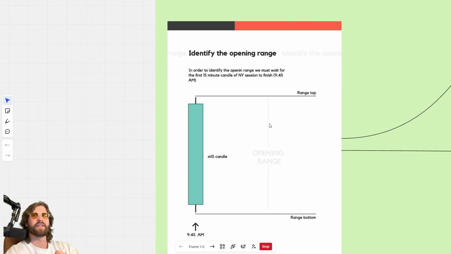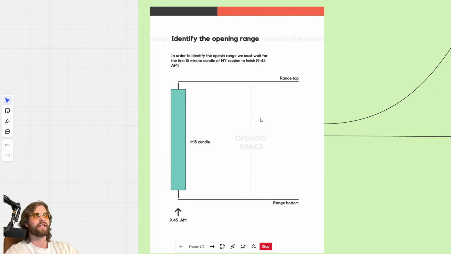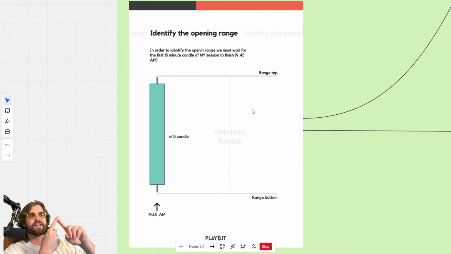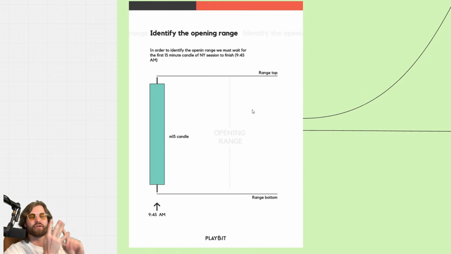Now, the first step of this is identifying the open range. What is the open range? We are going to be using ES, YM, NASDAQ, and gold. Those are the four that I can say work very well with this model. Now, I only trade one of the four. I only trade this on NASDAQ. Sometimes on gold, yes, but 99% of the time I'm trading NASDAQ. It has higher volatility, and I like the fact that it continues often.